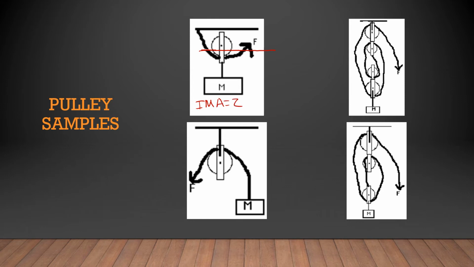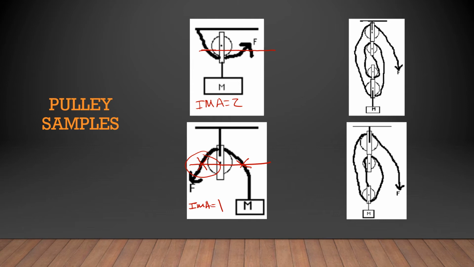Going down, we're going to draw a line straight across, and every point of contact we're going to add 1 to the IMA, unless that string is going down, because then it's not helping to support the weight. So we have 1 point of contact, 2 points of contact, but the one on the left is being pulled down. So in this case, we only get an IMA of 1.